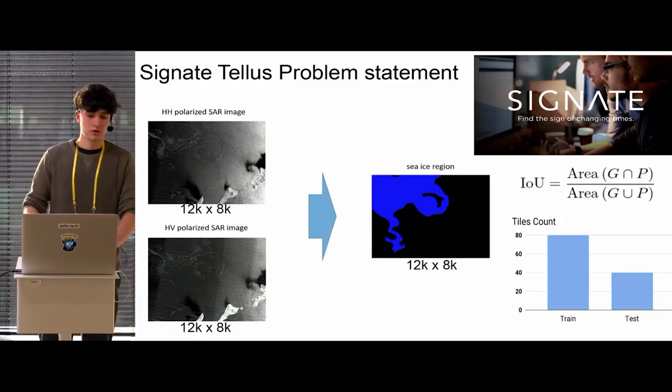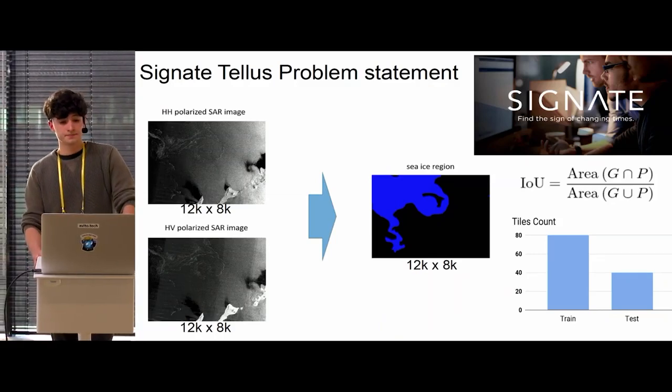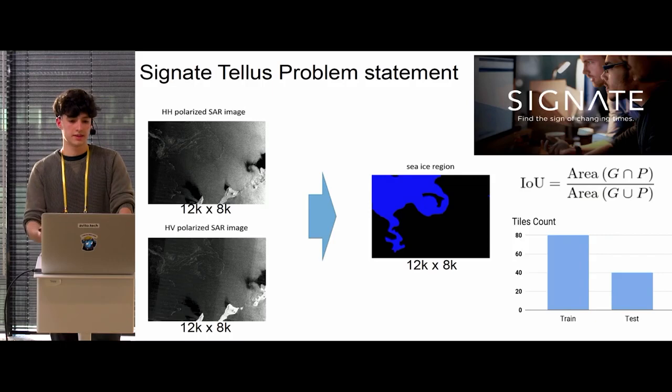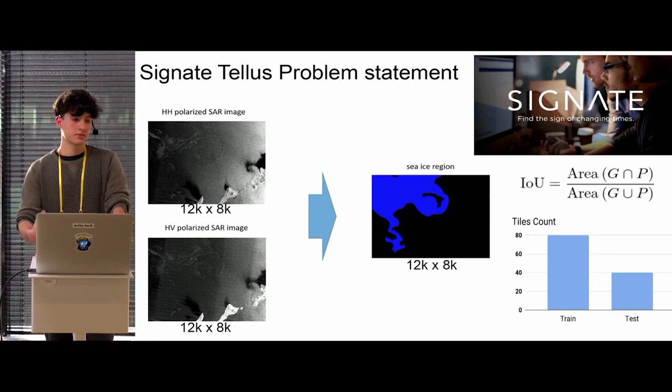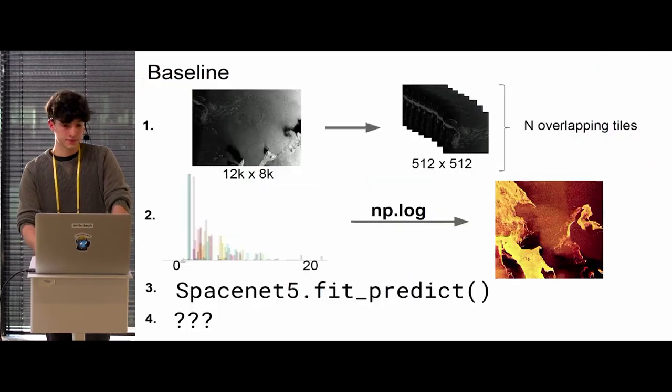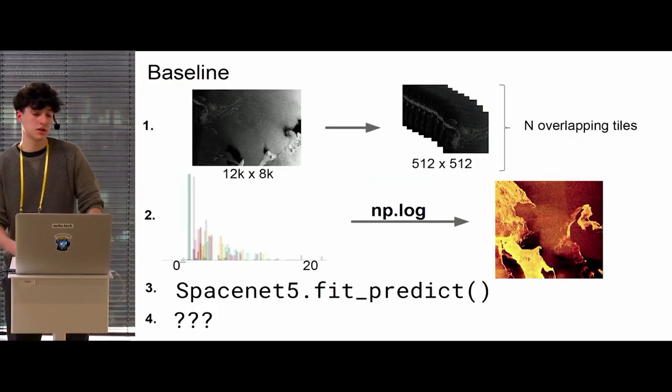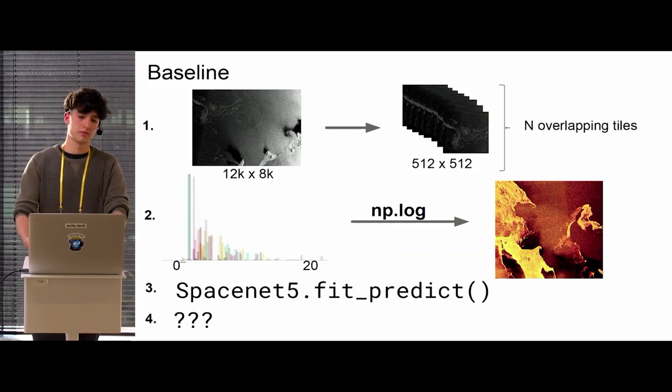The problem statement of this competition was like that. You are given 80 big tiles of satellite images of sea with ice, and you have to find the ice regions on these images. And the evaluation metric is classical for image segmentation, it's just the intersection over union. I started participating in this competition like 5 days before the deadline, so I didn't have much time, and I approached it with the most straightforward baseline.